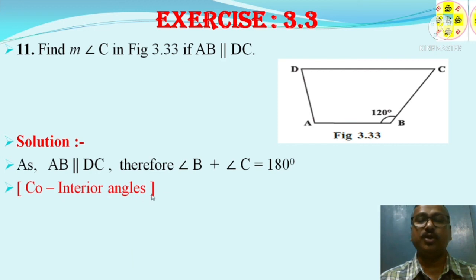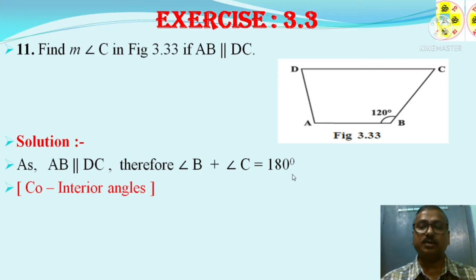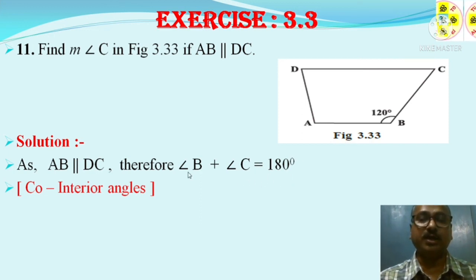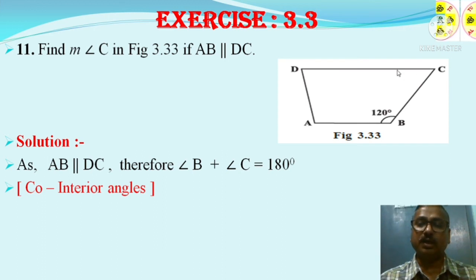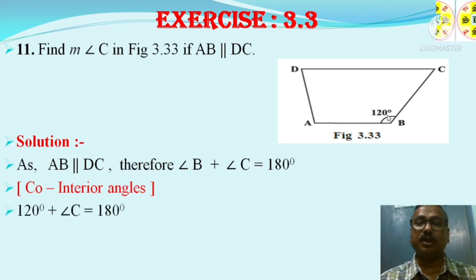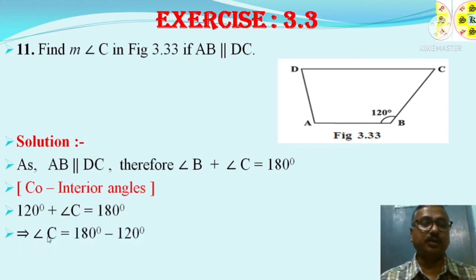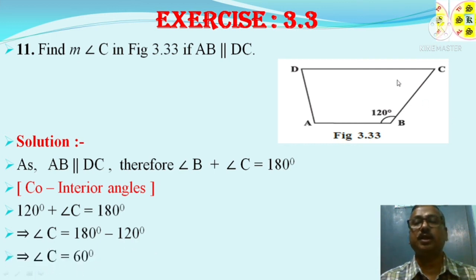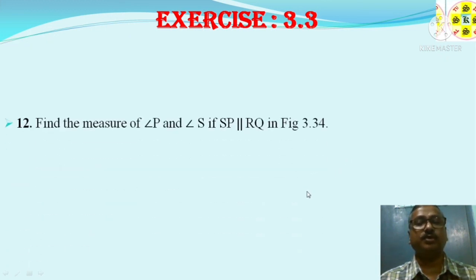The reason is co-interior angles. If the lines are parallel, co-interior angles are supplementary, that is 180 degrees. Now this is already given as 120, so 120 plus C equals 180. Therefore angle C equals 180 minus 120, so C equals 60 degrees. So here you only have to find angle C. Now let us move to the next question.